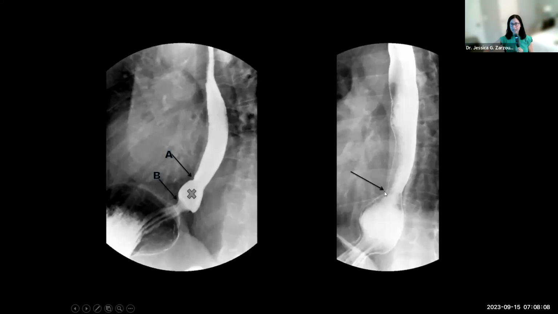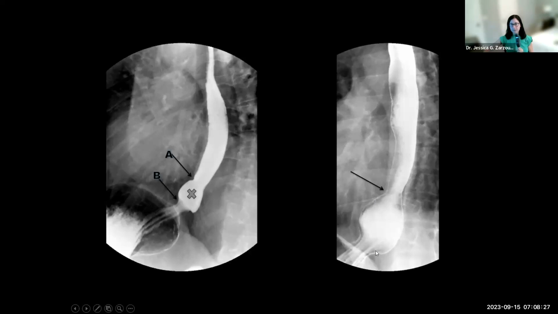We can also see the A ring here. And again, we can see this esophageal vestibule. The B ring is the demarcation of the gastroesophageal junction. There is a mucosal band at the B ring. It's a thin mucosal band. And again, this is where the gastroesophageal junction is.